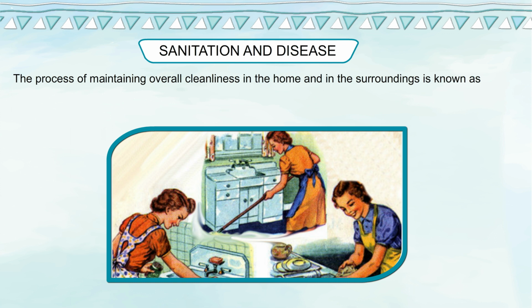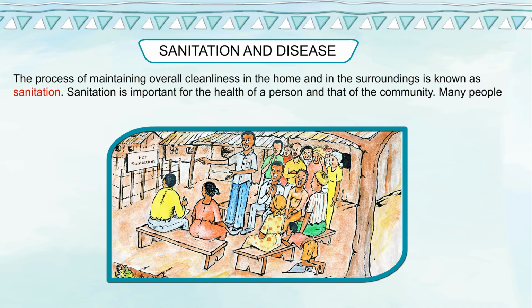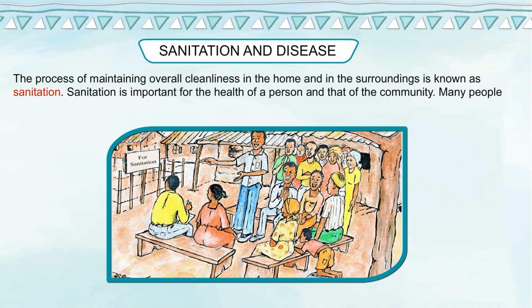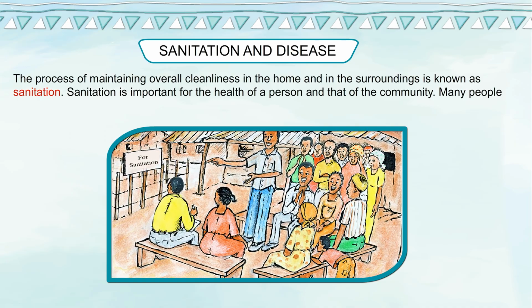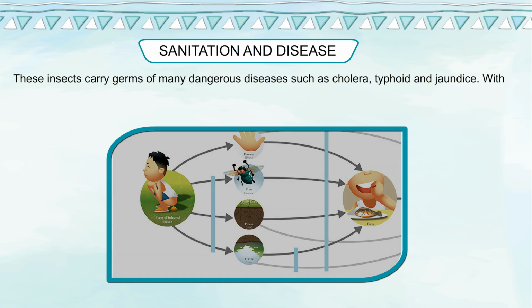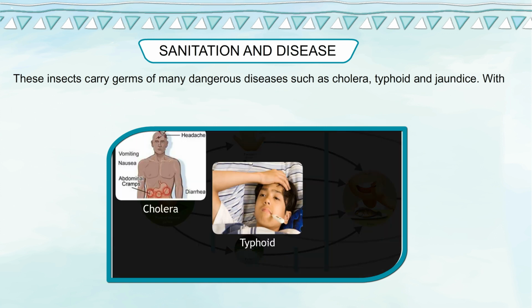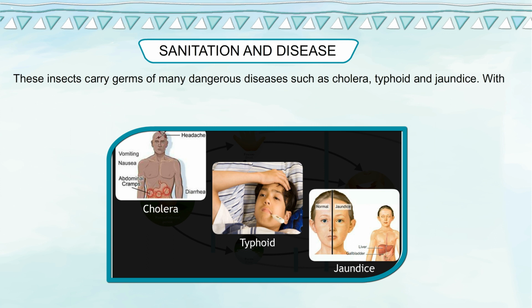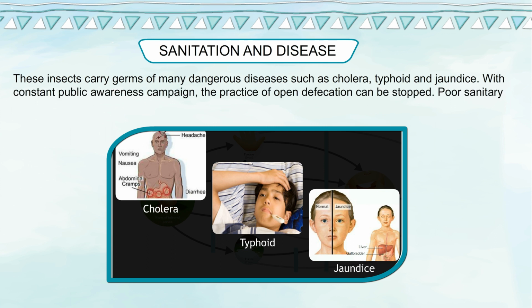Sanitation and disease. The process of maintaining overall cleanliness in the home and in the surrounding is known as sanitation. Sanitation is important for the health of a person and that of the community. Many people have the habit of defecating in the open. Uncovered human excreta attract flies and other insects. These insects carry germs of many dangerous diseases such as cholera, typhoid, and jaundice. With constant public awareness campaign, the practice of open defecation can be stopped.